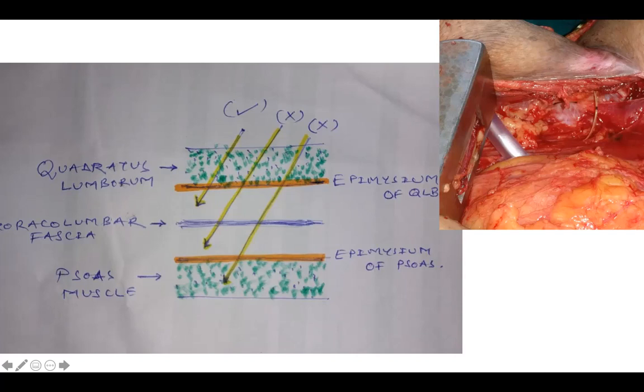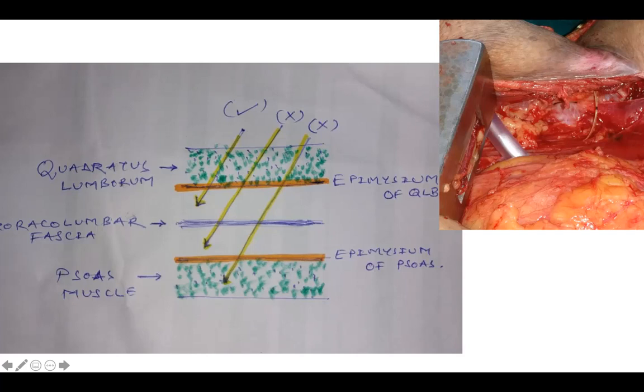We can use PNS and keep the current at 0.3 milliampere. If we see a local twitch of the quadratus lumborum or psoas muscle, then we should not be depositing the drug. Once we are exactly in the plane, there will not be any local twitch, and we can deposit the drug.